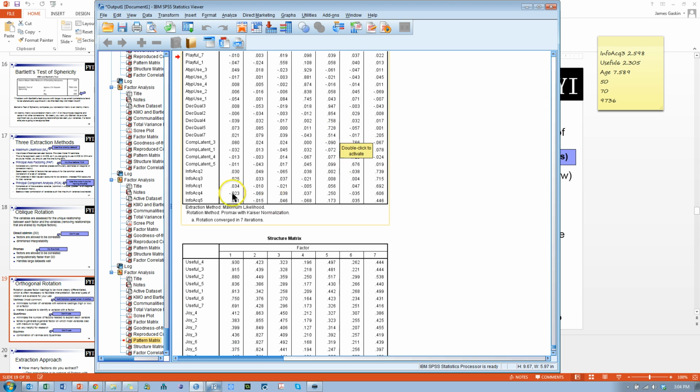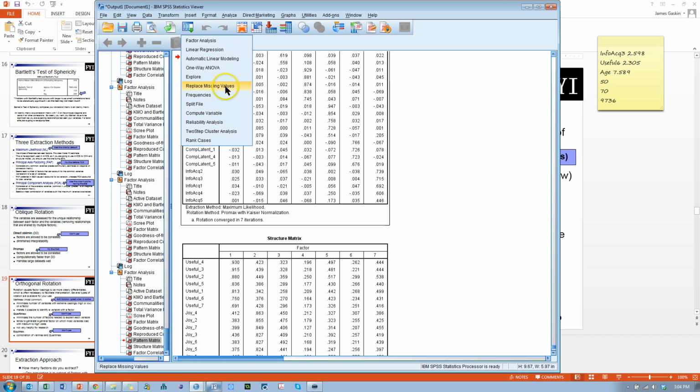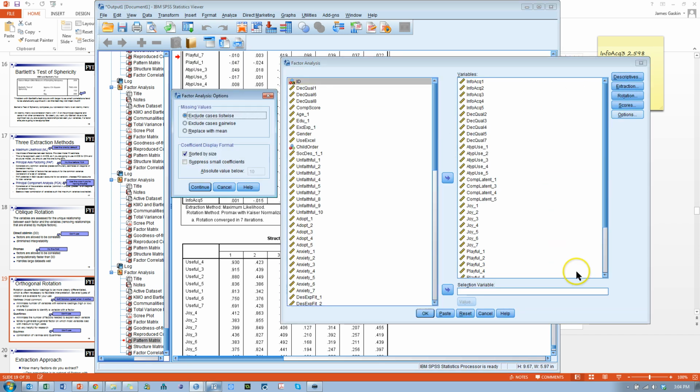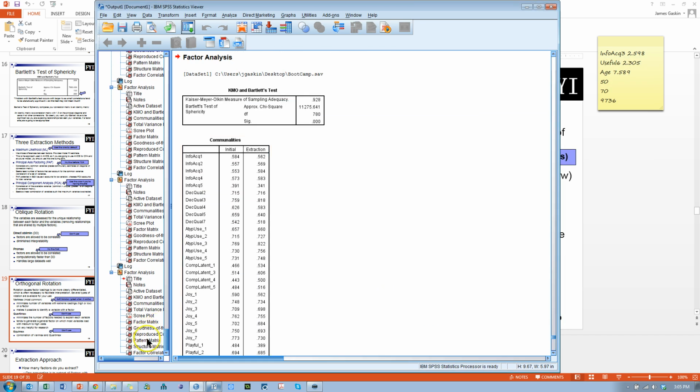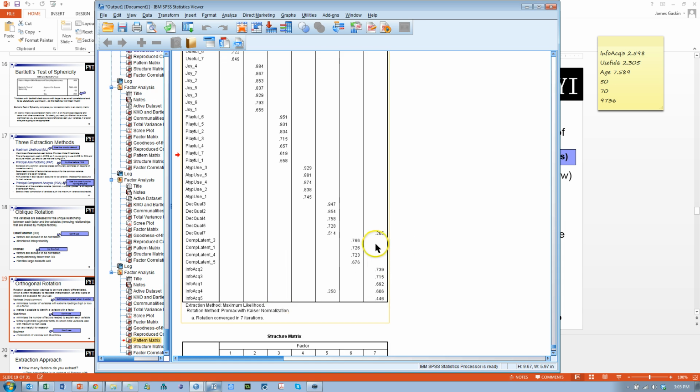Down here at the bottom, info acquisition, oh, we got rid of those 4, so let me suppress again. Factor analysis, options, suppress. I'm going to suppress at 0.2 and see what we get. Pattern matrix. And here we go. Here are a couple cross-loadings here. So decision quality loads also on factor 7 at a 0.205.